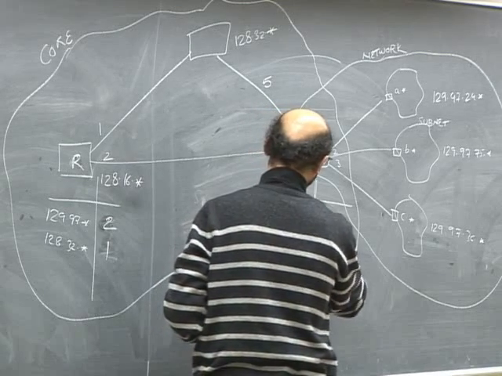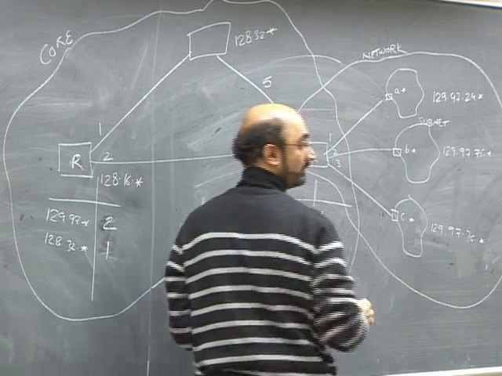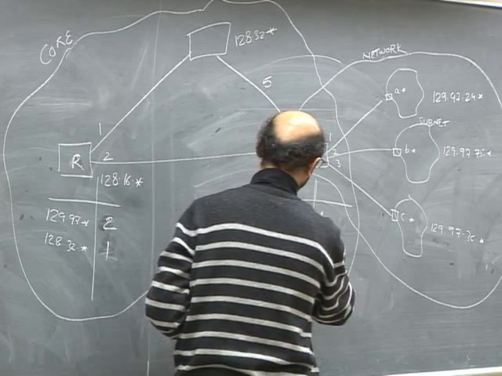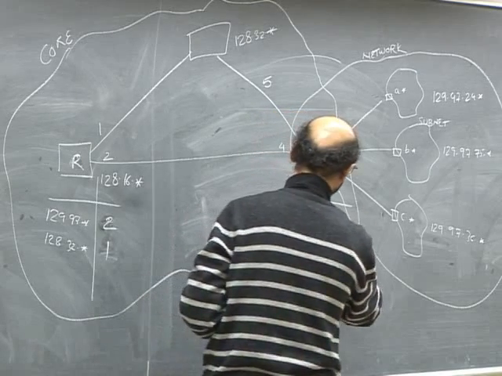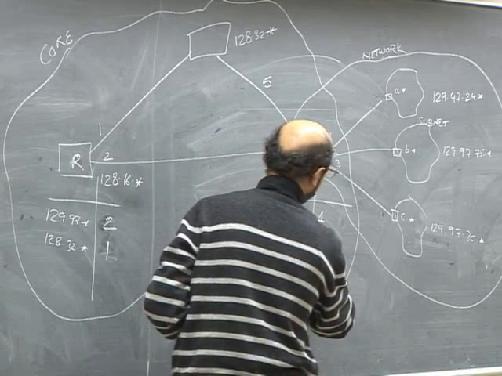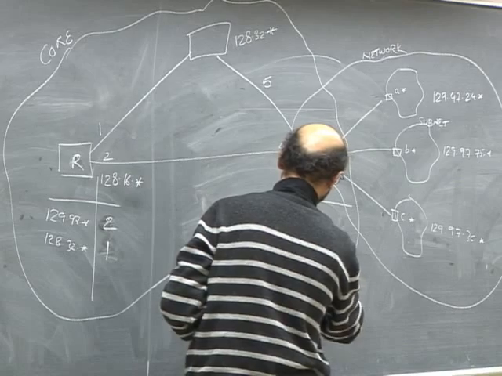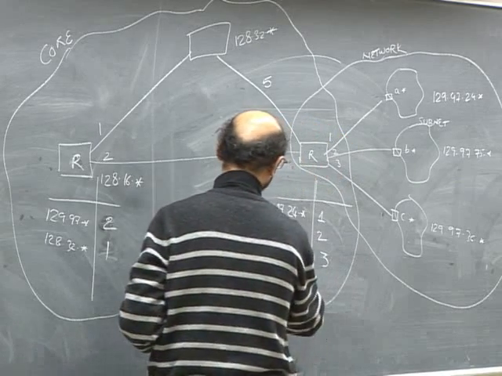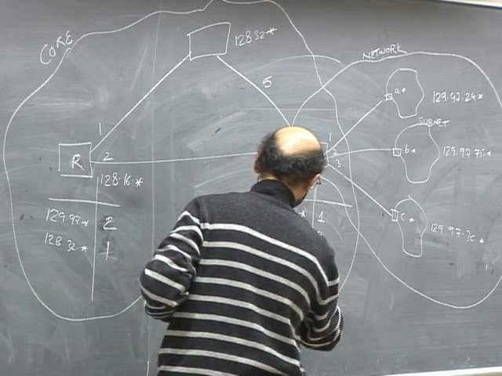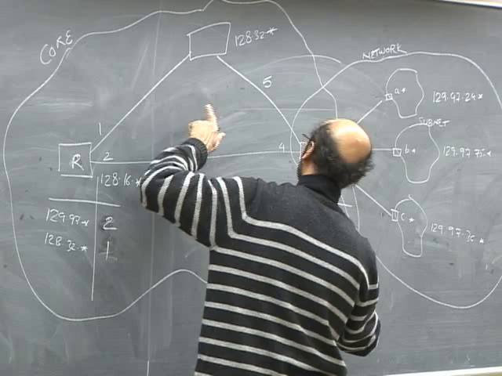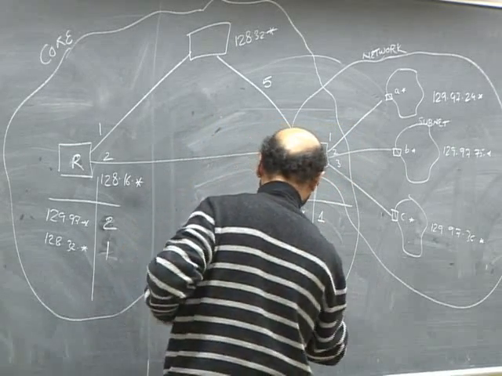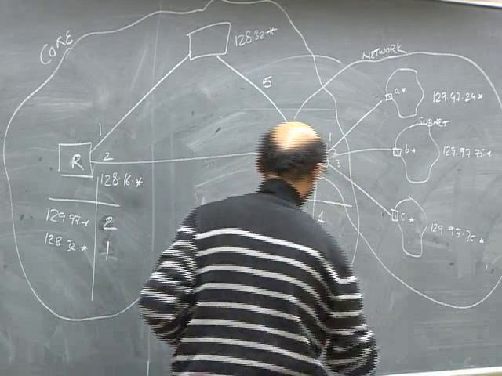129.97.24 star, that should go on port number 1. Right? If it comes to its destination 129.97.75 star, that should go to port number 2. If it needs going to 129.97.36 star, that's going to port number 3. And then these two guys over here, if it's going to 128.32 star, that's going to go to port number 5. And then 128.16 star, it's going to go to port number 4.